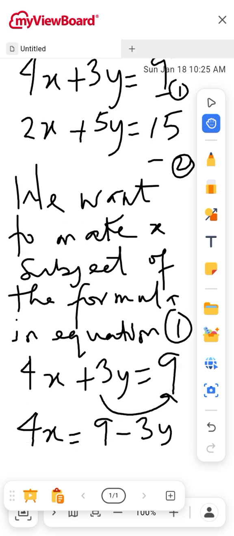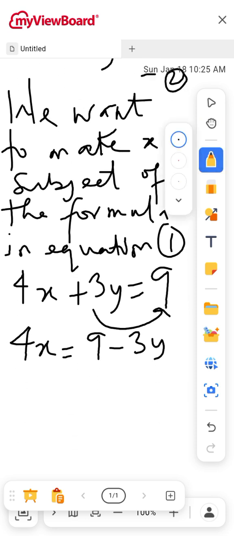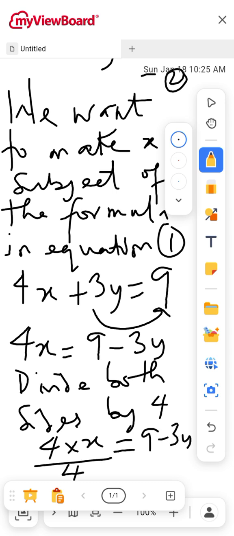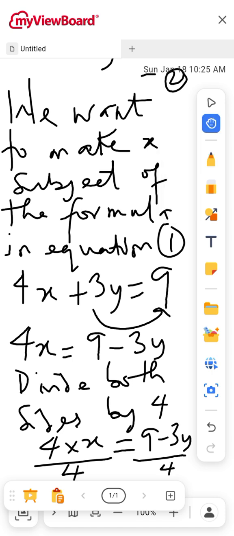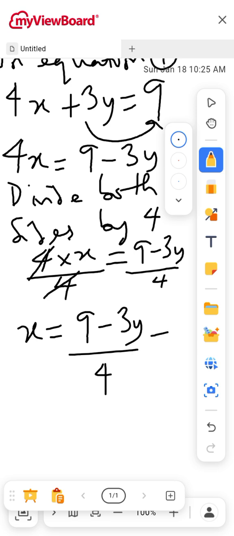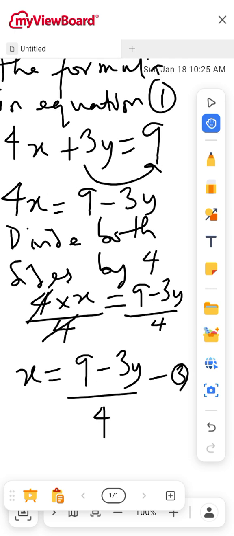Now, we need a step further. We are going for x. We have 4x, so what do we do? We divide both sides by 4 so that we have 4 times x over 4 equals 9 minus 3y over 4. So we are able to cut that. 4 cancels 4. So x equals 9 minus 3y over 4. Call that equation 3.